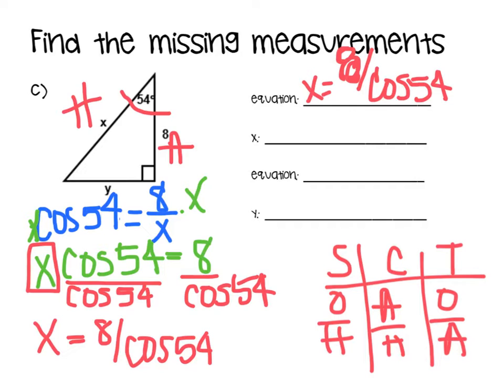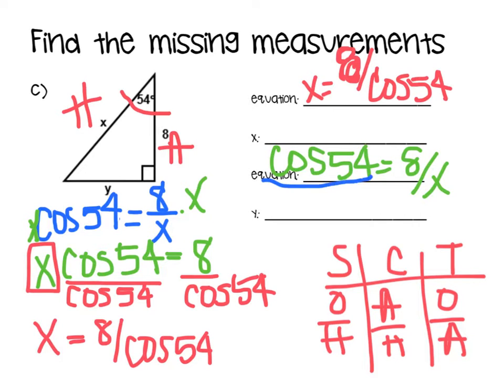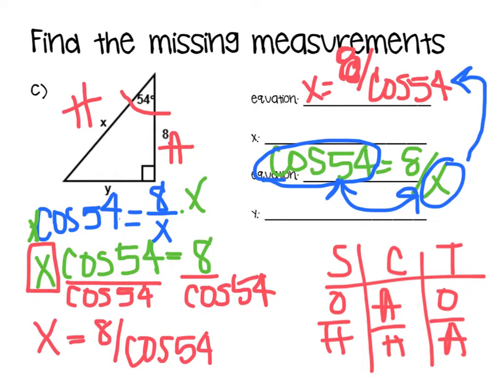Now here's the trick. When you have your x value on the bottom of your equation, like this, you can take your cosine of 54 and your x and switch the two. That way you get an equation that looks just like this, and you're done. You don't have to do all of this work right here.